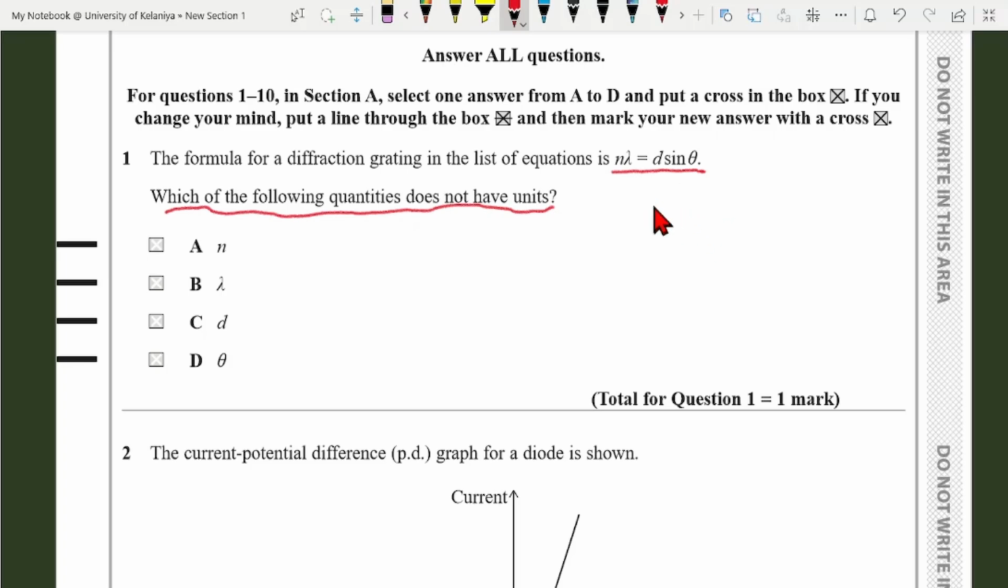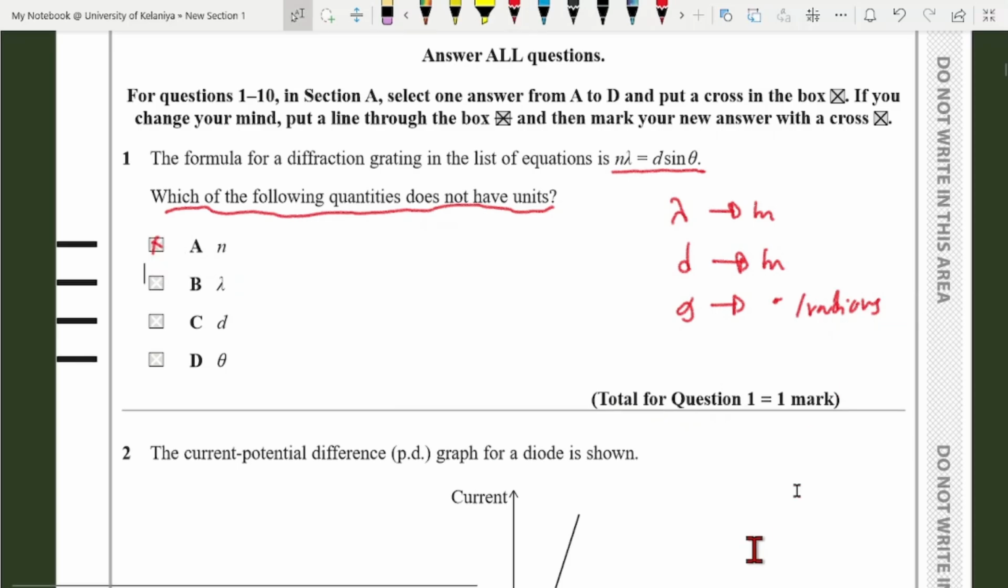But if we consider all other parameters, lambda is wavelength, so we measure it in meters, and d is also a kind of length, so we measure it in meters, and theta is an angle, so we measure it in degrees or radians. So the answer is n right here.